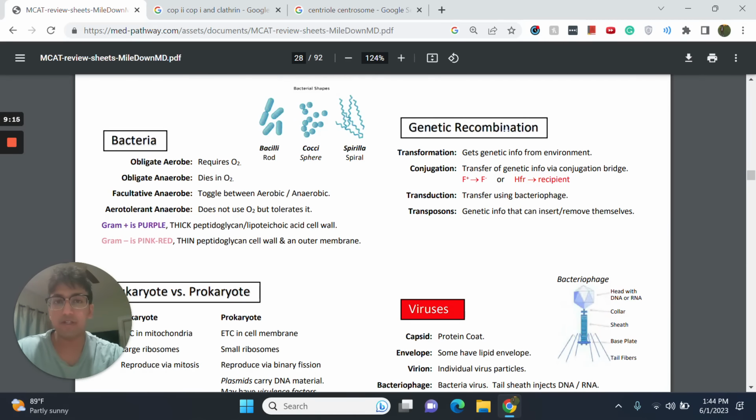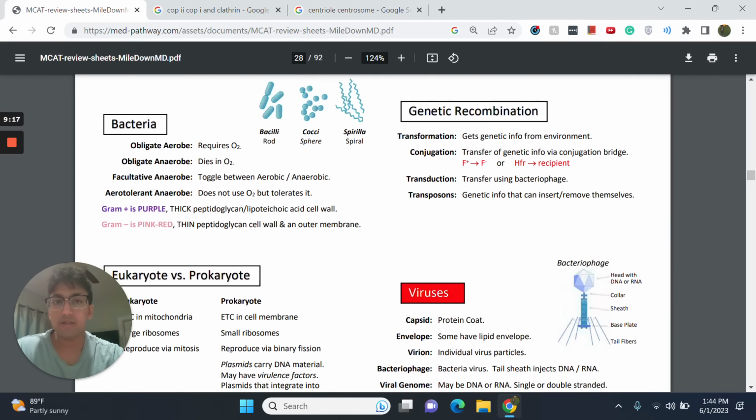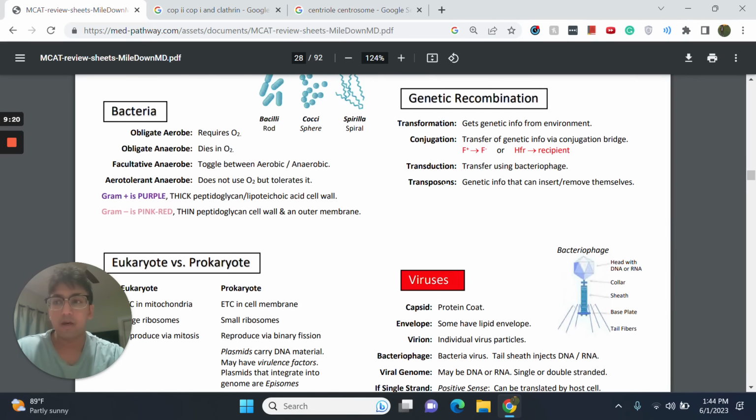Okay, next we have genetic recombination. This is how bacteria get new DNA. So there's transformation, which means that you're getting genetic information from the environment. There's conjugation, which means that there's a transfer of genetic information via this bridge called the conjugation bridge. I kind of think of this like bacteria sex, even though I should probably not. But conjugation is how bacteria exchange DNA with one another. So if one bacteria is resistant to some sort of antibiotic, for example, it can pass that on through conjugation to another bacteria that is not.